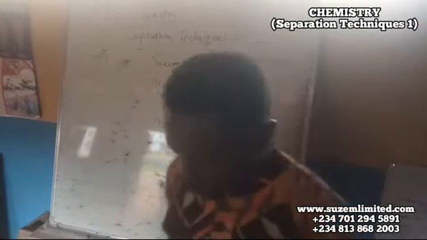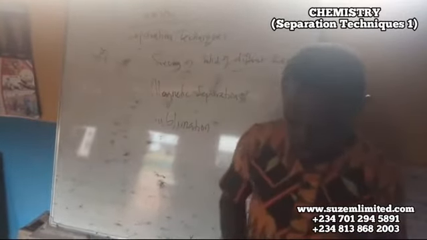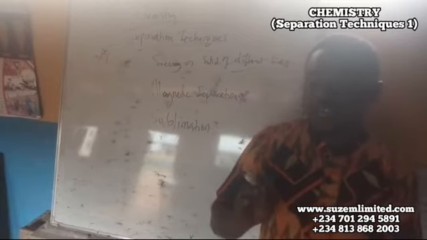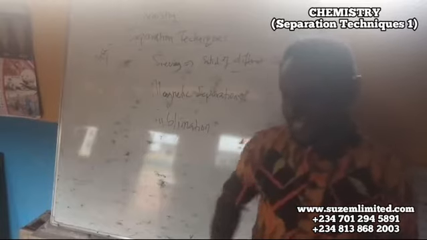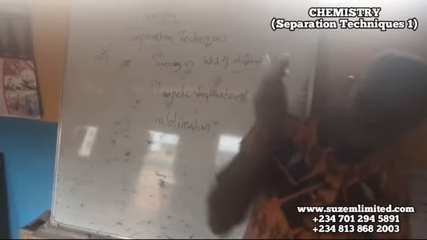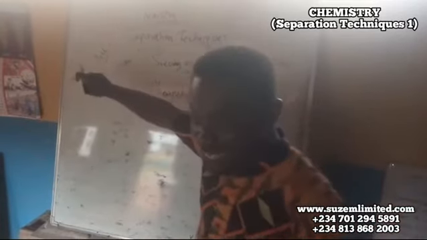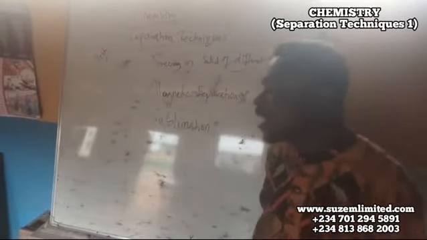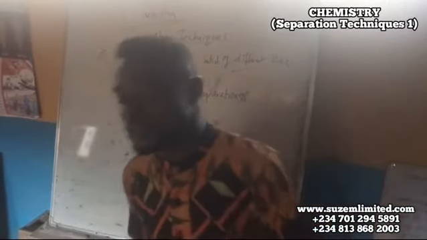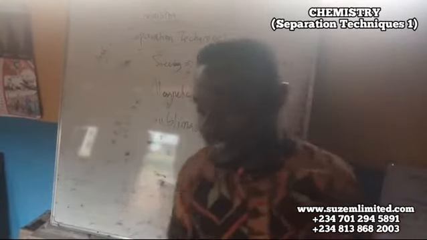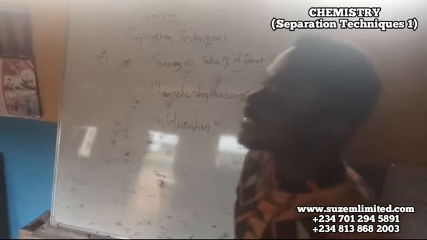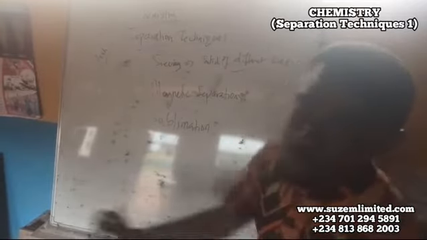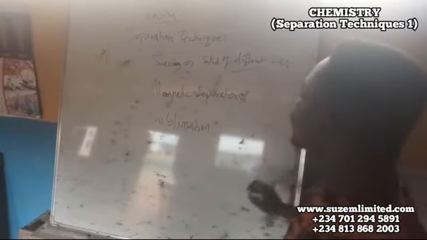What do we use sublimation for? You know that when we are talking about physical changes, there are some solids that can change from solid state to gas directly, without passing through the liquid state. You know we have three states of matter, namely solid state, liquid state, and gaseous state. Matter, when changing temperature, can change from one of these states to another. Now, there are some solids that can change directly from solid to gas.